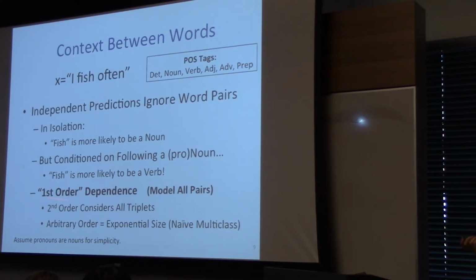Second order dependence in this terminology considers all triplets of words. And then third order considers all quadruplets and so on and so on. Arbitrary order gives you back the exponential size. Right? So this is how we control for the complexity of our model class while modeling some amount of structured information. Zeroth order is the independent multiclass. Arbitrary order is the naive multiclass with exponential size, and then there's a sliding scale in between. And in this lecture, we'll primarily look at first order Markov models or sequence models. In general, we can internalize the concept so you can generalize to higher order sequence models in a straightforward way.